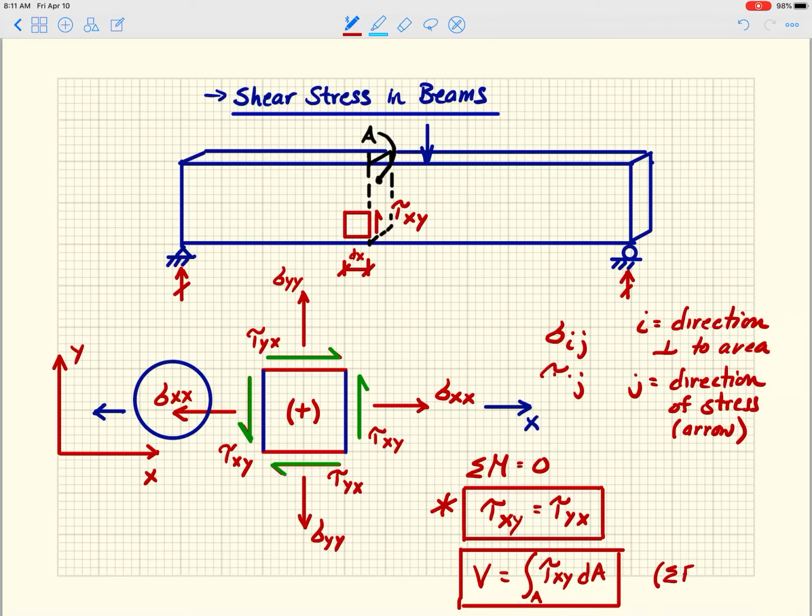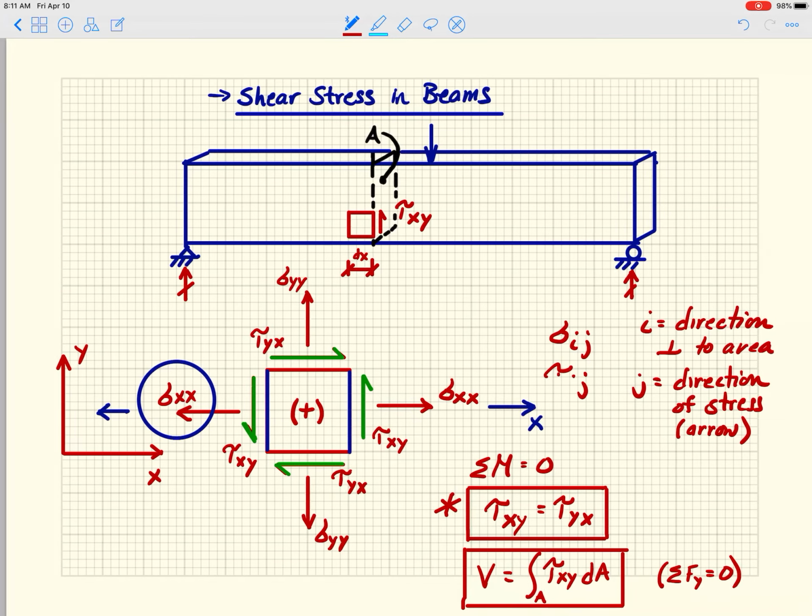Basically what this amounts to is that the sum of forces in the y direction has to equal 0. So I've got a shear force being applied to a cross section, and that shear force is being balanced by the shear stress from that cross section that's counteracting it.